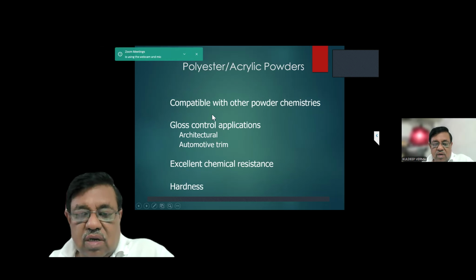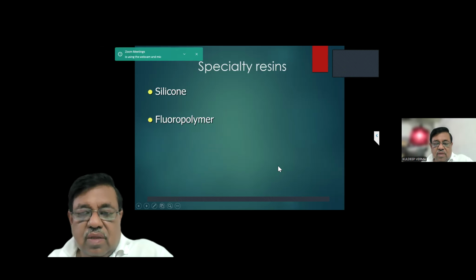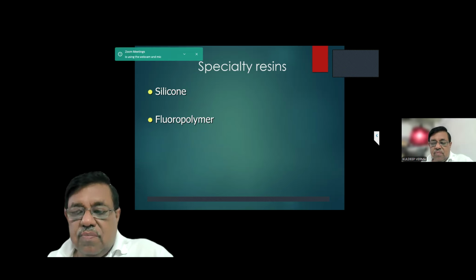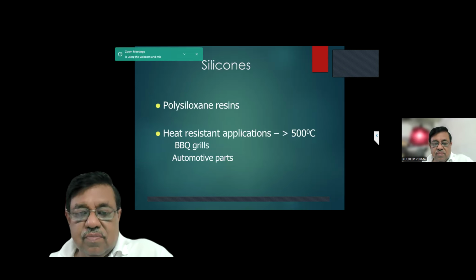Polyester acrylic powder, comparatively with other powder chemistries, is for gloss control applications, with excellent chemical resistance. Some special resins are used: silicon and fluoropolymers. Silicon is used to make temperature resistant powder, high temperature resistant powder, up to 500 degrees centigrade. The silicon resin can be incorporated into a pure polyester TGIC system or polyurethane system. This is polysiloxane resin.